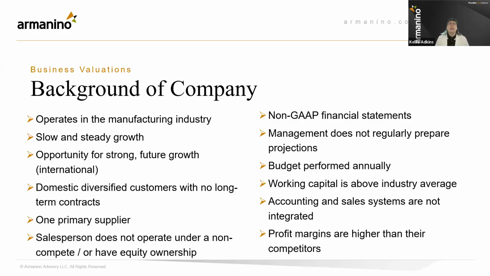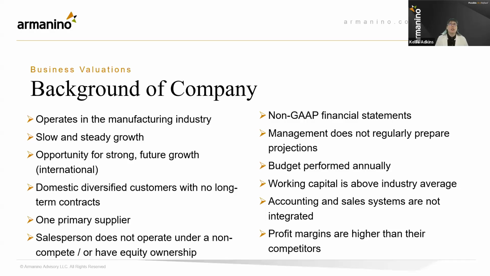The key here is that he's got a diversified customer base, but no customers with any long-term contracts. His supplier base is really only one supplier. He's got a salesperson who is not under a non-compete agreement. Also, it's very common for these kinds of businesses not to have financial statements that are GAAP compliant, and that's the case here. And they don't regularly prepare projections.